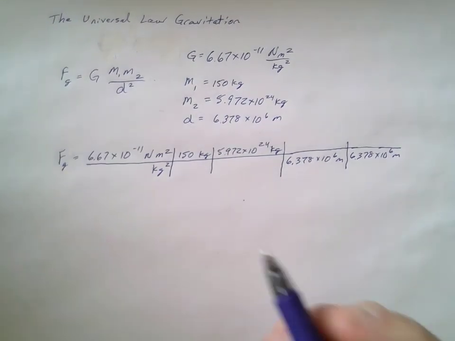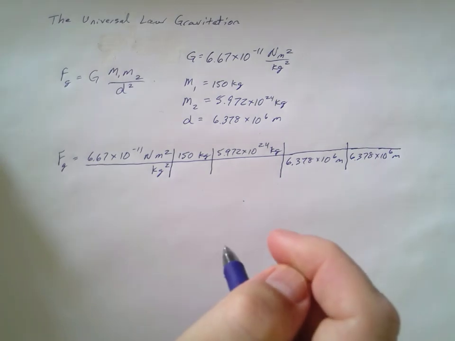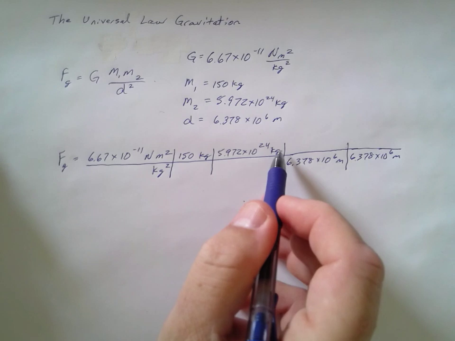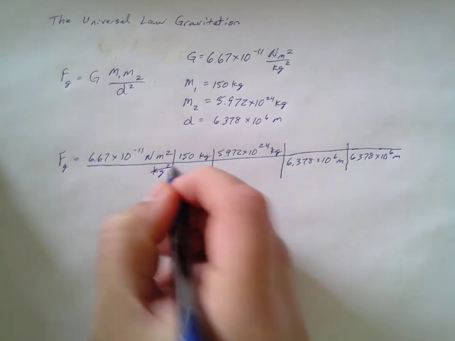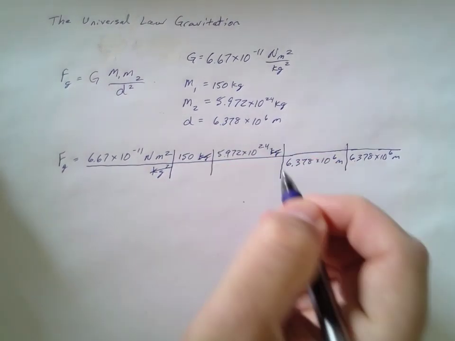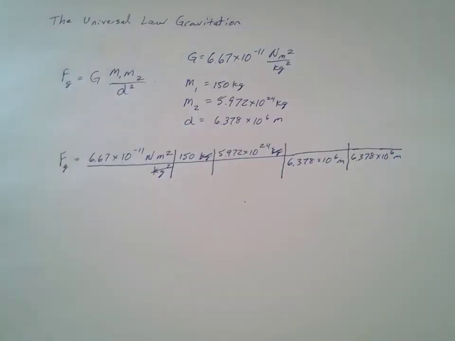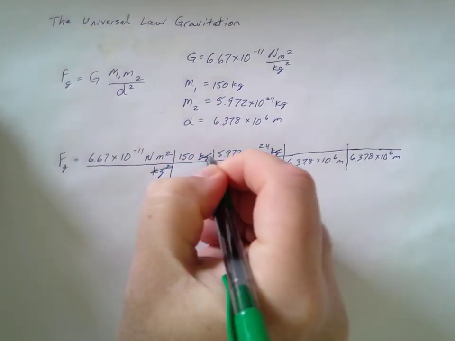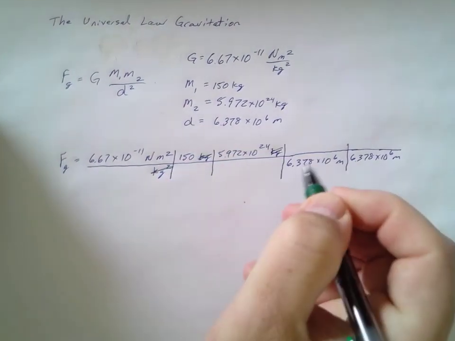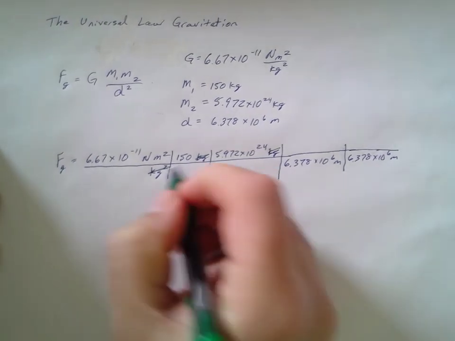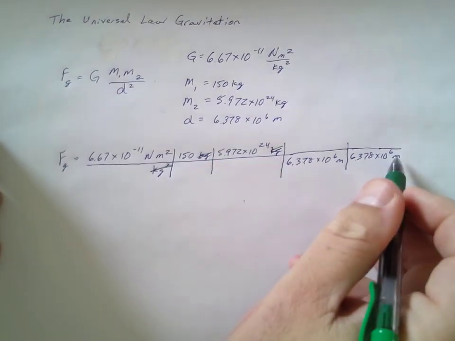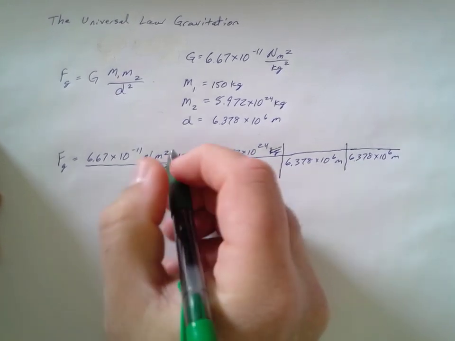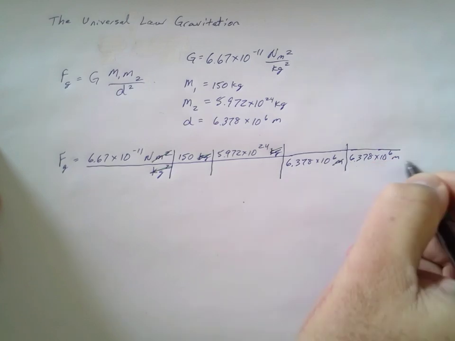Now let's take care of our units first. I've got two sets of kilograms on top, so that cancels with these two on the bottom. Let me change colors real quick to show what I'm doing. Crosses out, crosses out, crosses out. And then I've got meters squared here, so two meters, and I've got two meters here, so these are going to cancel out.